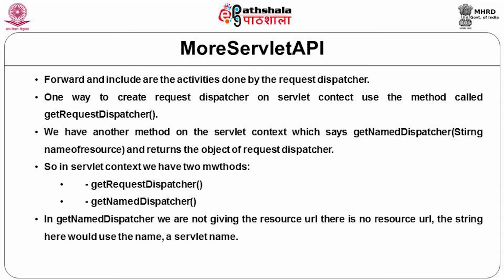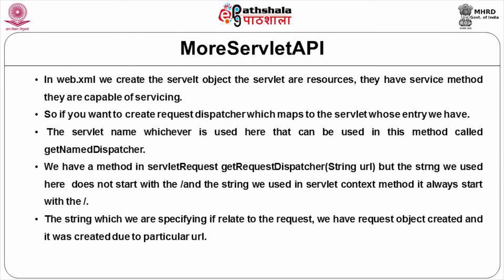Here we are not giving a resource URL, there is no URL. The string here would be the name of a servlet. Recollect, in the web XML we said you create these servlet objects, these servlets are resources, they have that service method, they are capable of servicing. So if you want to create a request dispatcher which maps to a servlet whose entry we have already got as a servlet entry, the servlet name used there can be used in this method called get named dispatcher. You specify the name of a servlet and get a request dispatcher for it.